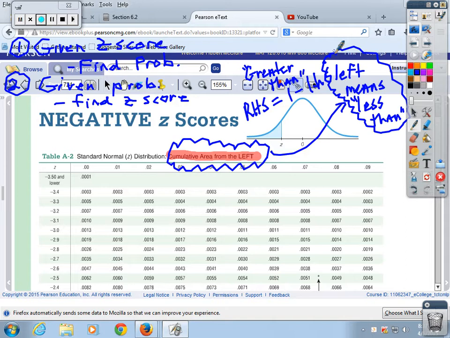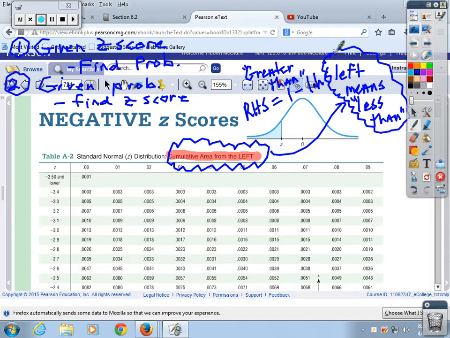And what is the complement of less than? Greater than. And the complement of the left-hand side, or the right-hand side, is 1 minus the left-hand side, or vice versa. So everything that you're going to be given on the negative z-score and the positive z-score is the area to the left of your z-score. These areas all right here are to the left of whatever z-score you're looking up.